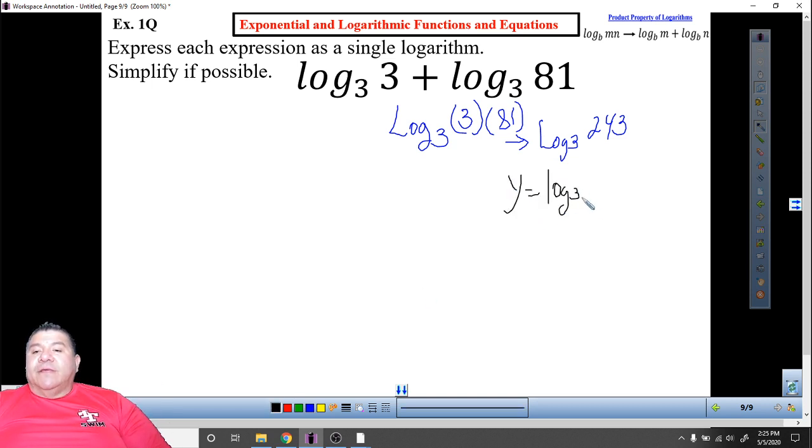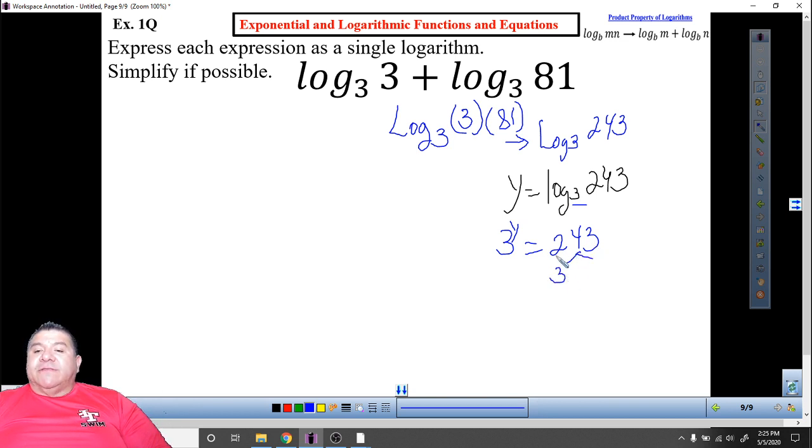y equals log base 3 of 243. Okay, so what is our base? 3. So that's 3 to the y equals 243. All right, let's solve. How do we solve? They need to have the same base. What is the base that I need to use over here? 3. So that means 243 divided by 3.